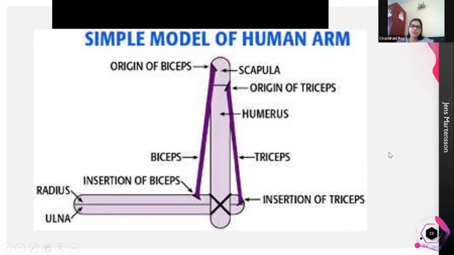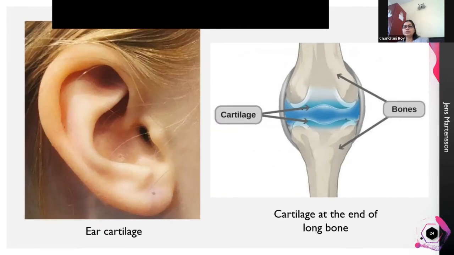So this is one of the activities. And then we go on to the cartilage. Cartilage, of course, is very easy because we can ask them to feel their ear and the bridge of their nose. And the soft part, which is flexible yet firm, is called the cartilage.